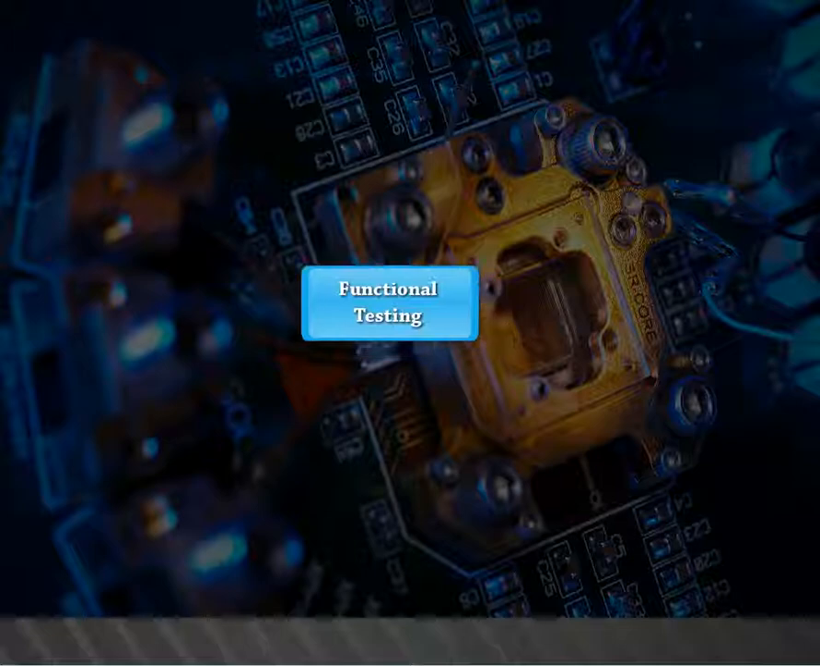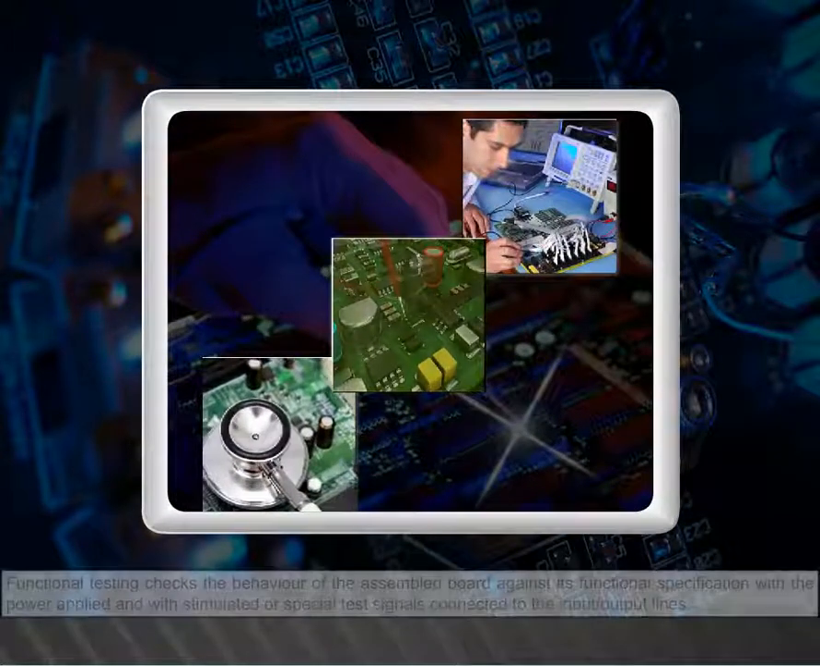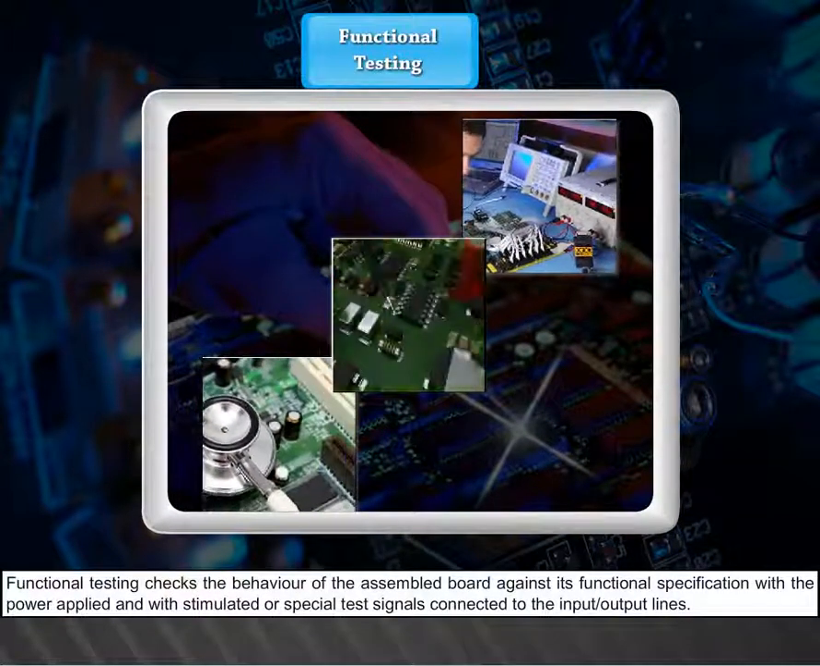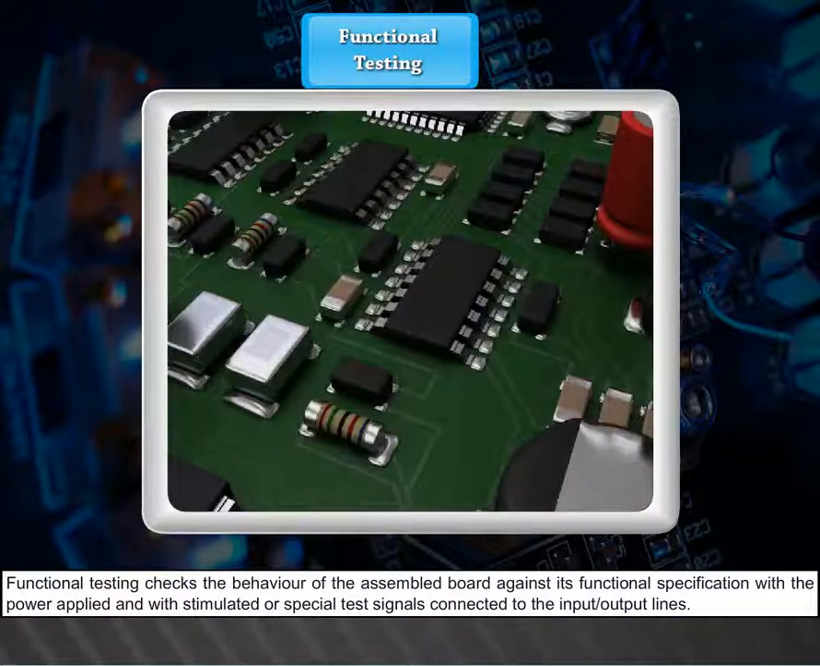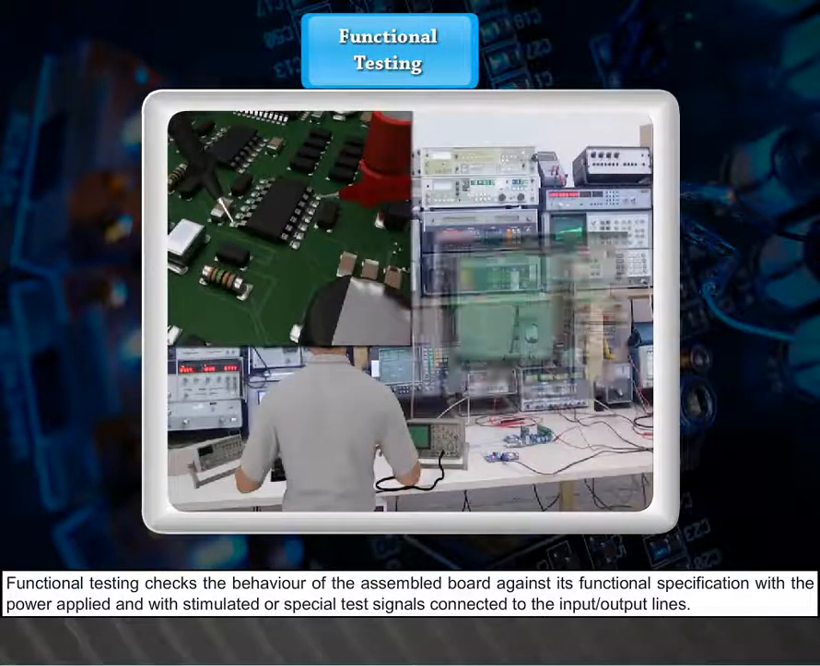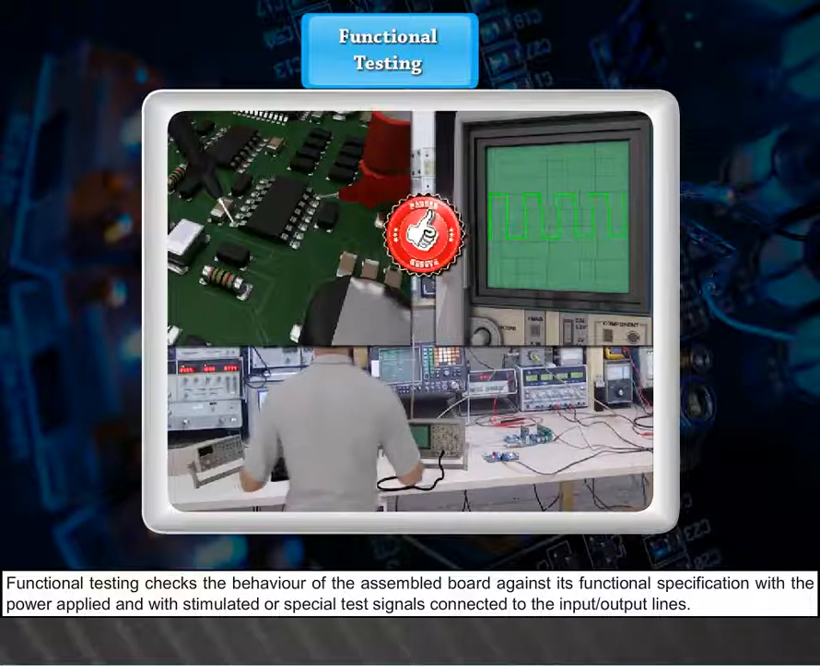Functional testing. Functional testing checks the behavior of the assembled board against its functional specification with the power applied and with stimulated or special test signals connected to the input-output lines.